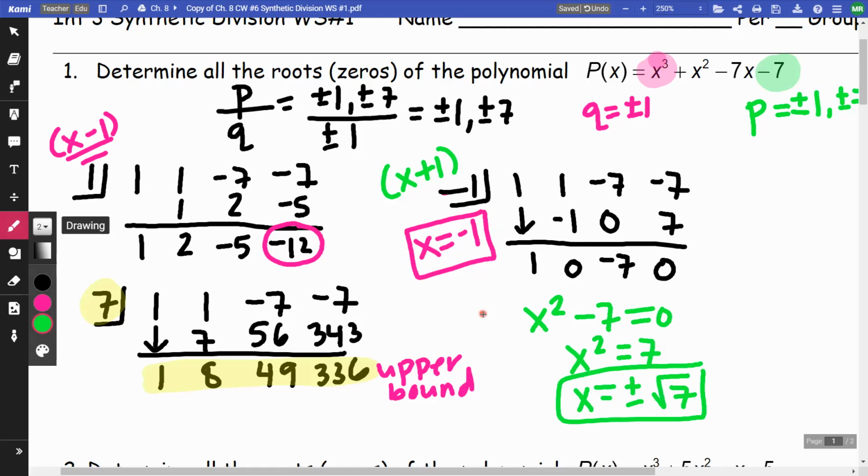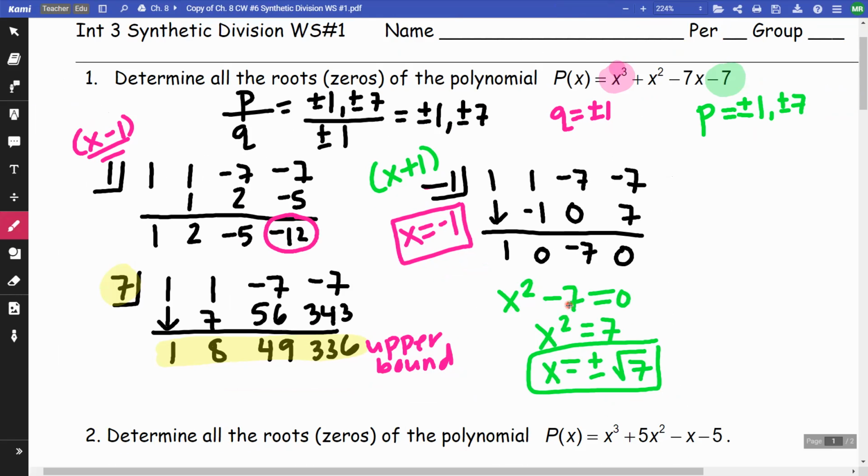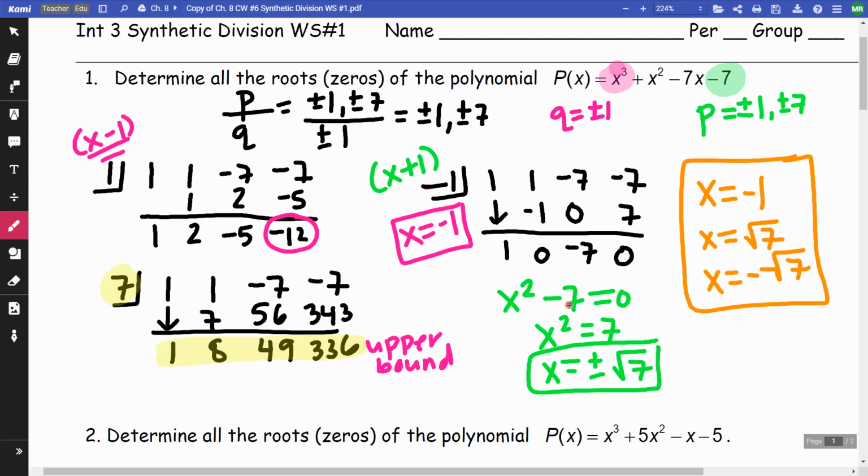So I would never have found them continuing the synthetic division. So it's important that once I find a 0, I take that depressed polynomial and I use that to then solve for the rest of them. So my solutions, let me just write them out. X equal -1, X equal a positive root 7, and X equal a negative root 7. Those are my solutions.